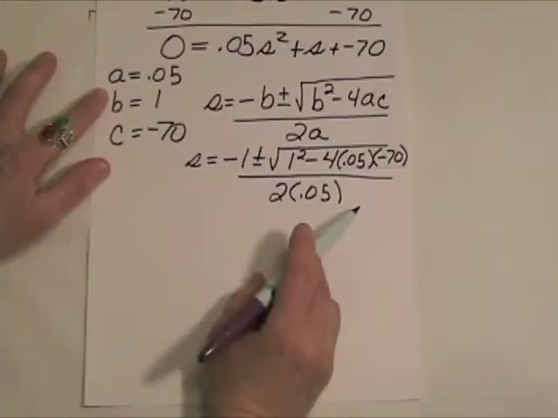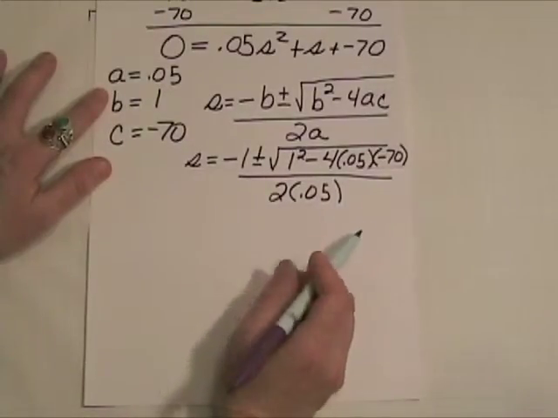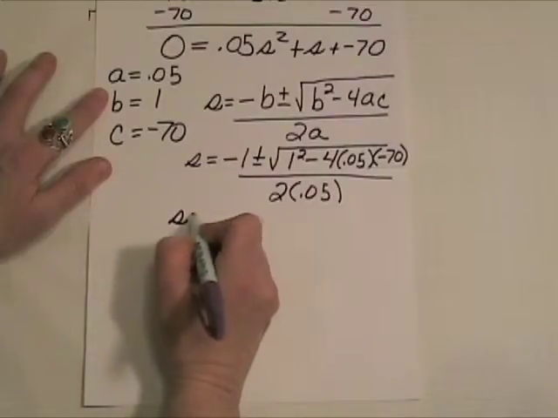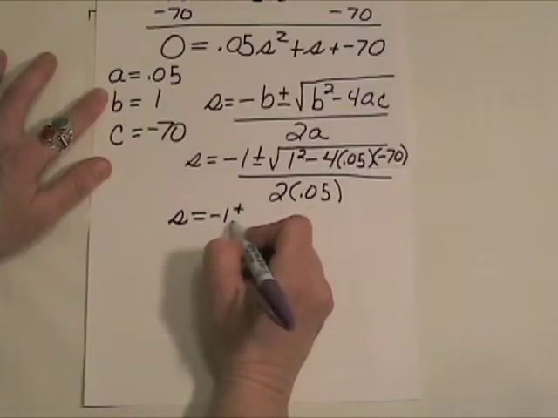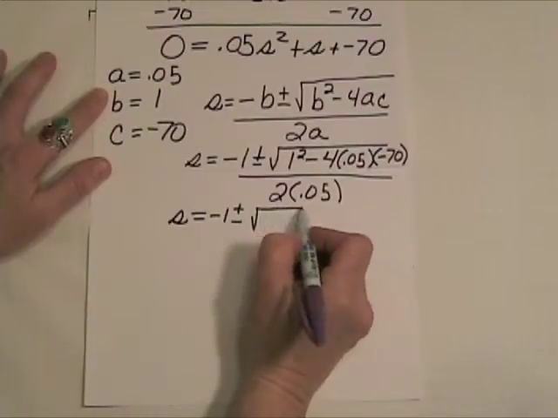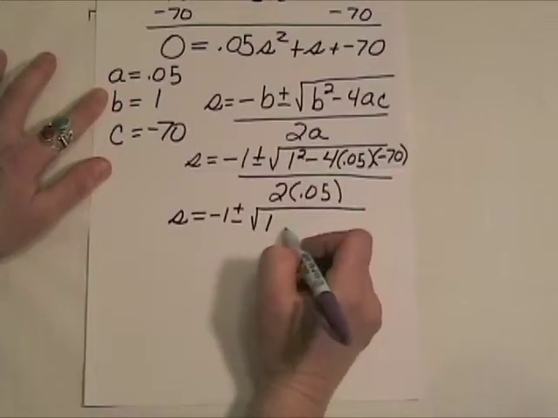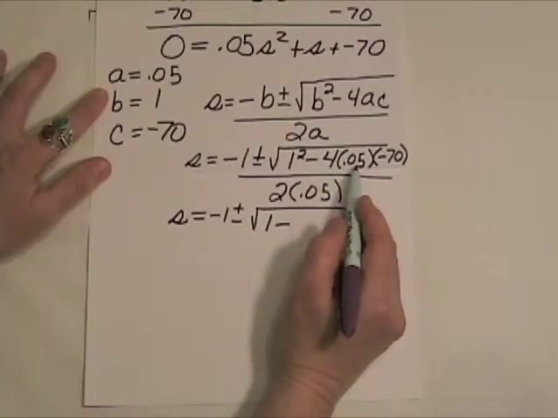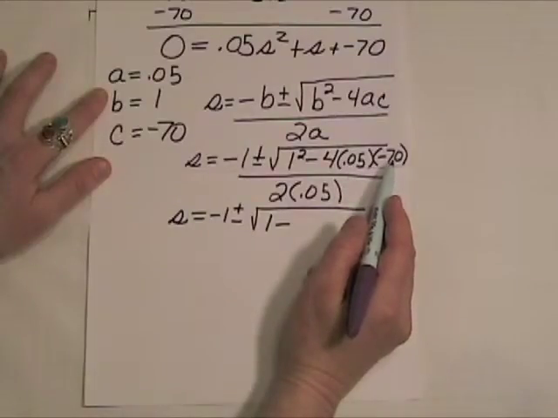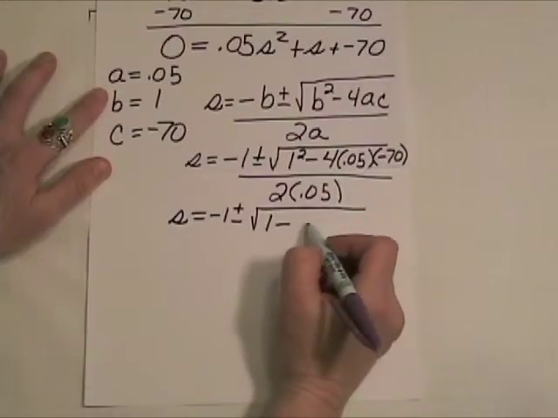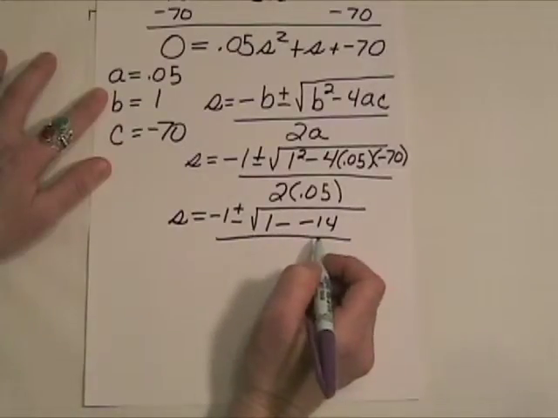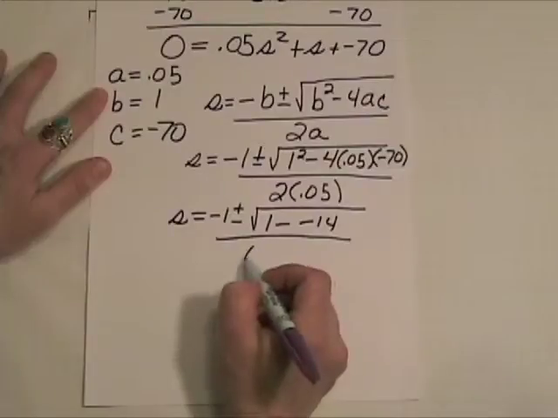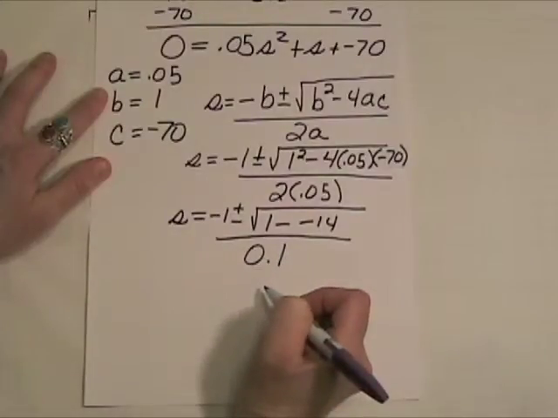Alright, once again, this is a horrible key sequence, so let's go ahead and just work it manually for a bit. The speed of the car is then going to be equal to negative 1 plus or minus the square root of 1 squared is 1 minus 4 times 5/100ths times negative 70 is going to give us negative 14. And of course that will all be over 2 times 5/100ths, which would be 0.1 or 1/10.